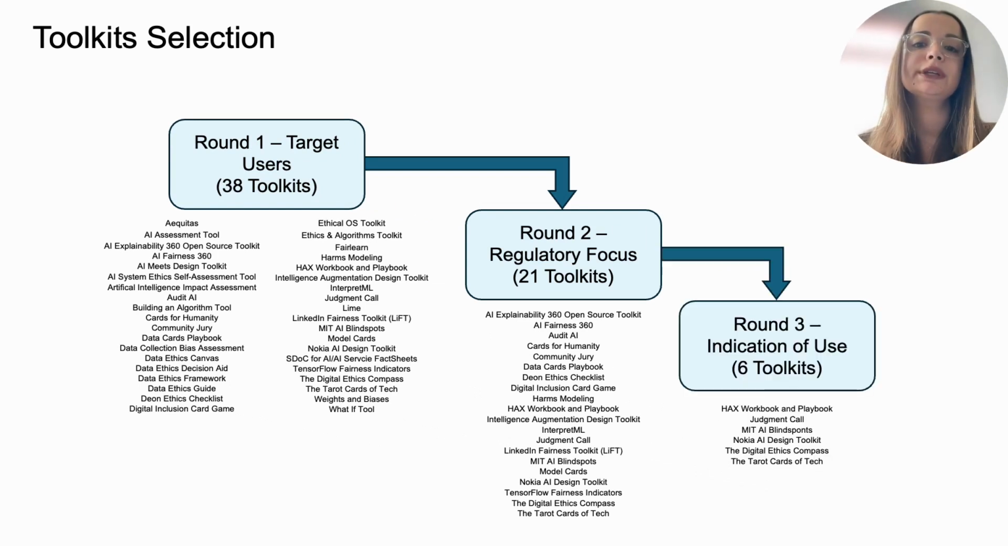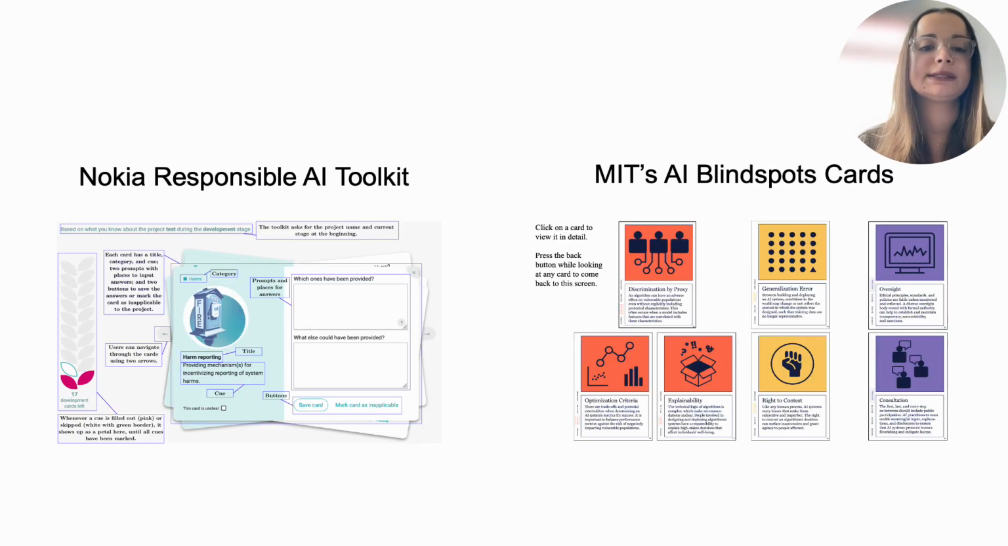Then we excluded toolkits that lacked evidence of recent use from things like signs of community use or practitioner-made resource lists. And finally, we selected toolkits with comparable design features that support collaboration and learning support. So things like graphics and illustration, provocative questions and cues, and so on. And the resulting toolkits were the Nokia AI Design Toolkit and the MIT's AI blind spot cards.